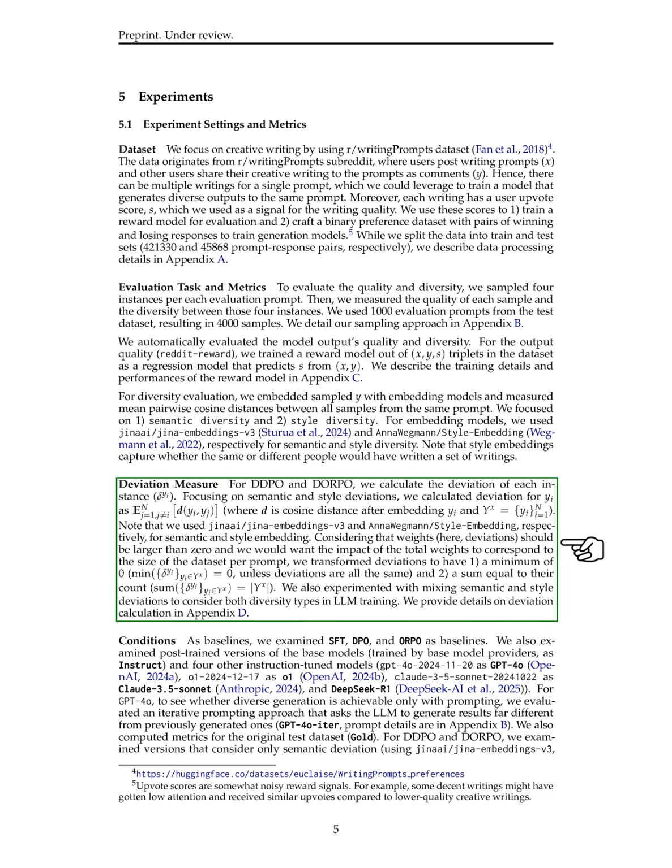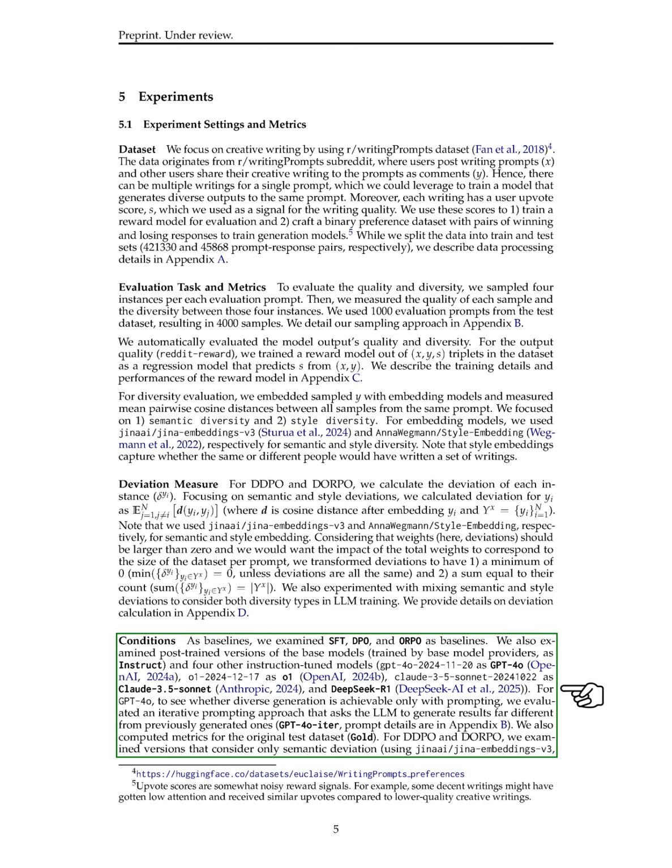Section Conditions. In this section, we examine several baseline models, including SFT, DPO, and ORPO. We also looked at post-trained versions of base models, such as Instruct, and 4 other instruction-tuned models: GPT-4o from November 20, 2024, GPT-4o from December 17, 2024, Claude 3.5 Sonnet from October 22, 2024, and DeepSeek R1. For GPT-4o, we tested an iterative prompting method to see if we could achieve diverse outputs by asking the model to generate results that were significantly different from previous ones.